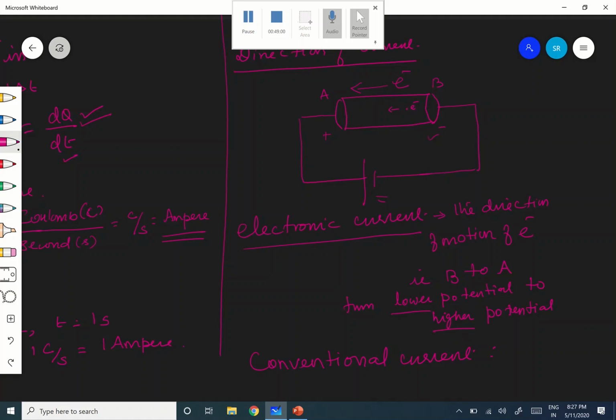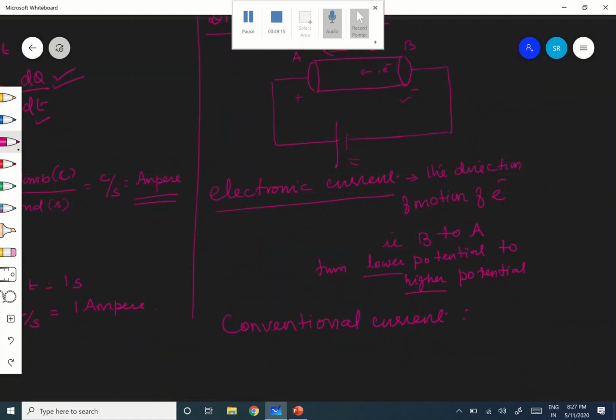But usually, normally, gas flows from high pressure to low pressure, and water flows from high level to lower level. So to maintain that convention, we have what is called conventional current. What is conventional current? The direction of conventional current is nothing but the direction of motion of positive charge.